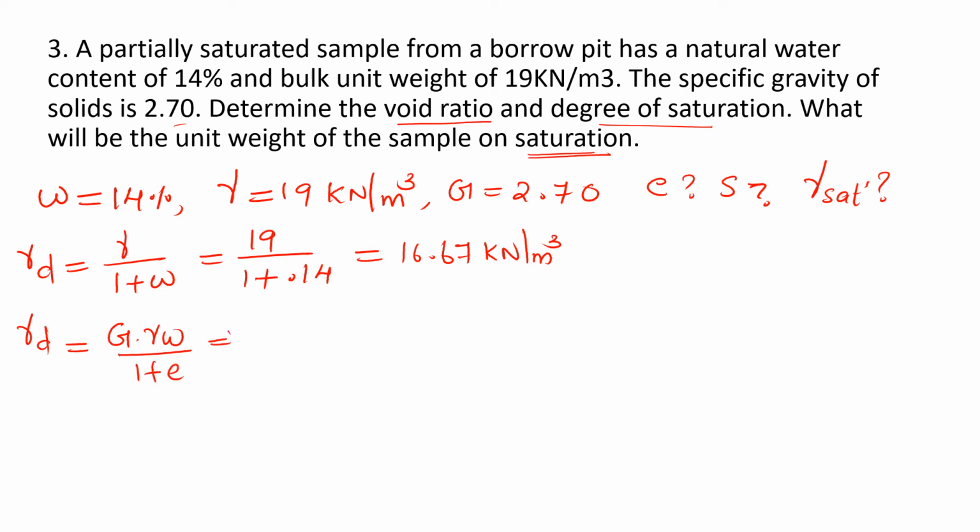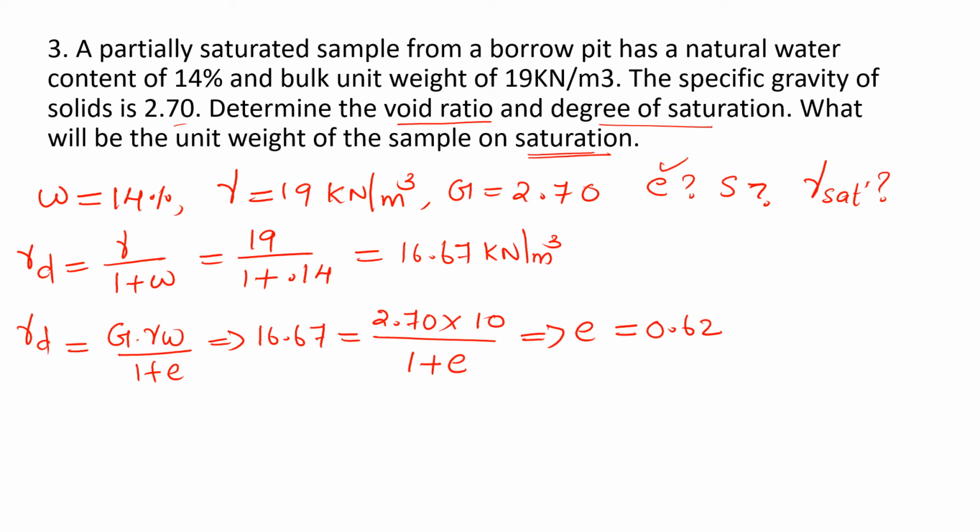So we already know the gamma d value. Substitute that: 16.67 is equal to, we know the value of G, 2.70, into gamma w. We need to substitute the unit weight of water in kilonewton per meter cube, so we will take it as 10. Actually it is 9.81, but for easiness we will take it as 10, divided by 1 plus e. From this, we will get the value of e, which is equal to 0.62. So the first one is solved. We calculated the value of void ratio.